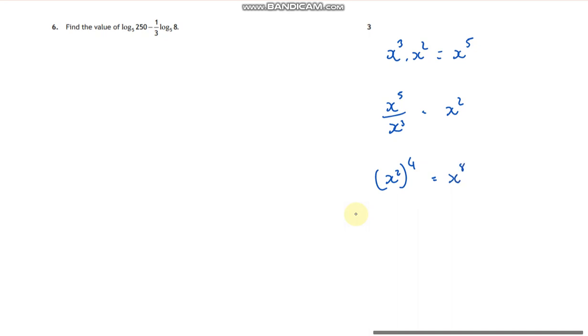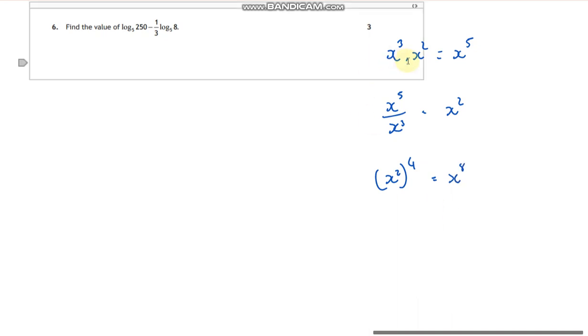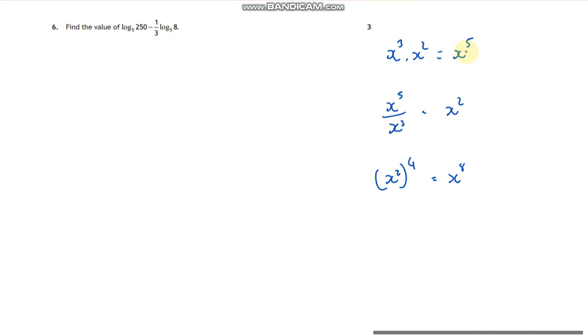So what happens here is we've got a relationship between multiplying and adding. Yeah, we multiply and add. Here we've got divide and subtract, and here we've got a power and a multiply. And it's exactly the same with our logs. When we are adding our logs together, we can multiply the arguments. When we take our logs away from each other, we can divide the arguments, and when we've got a power, we can move it to the front of our log to make it a multiply.